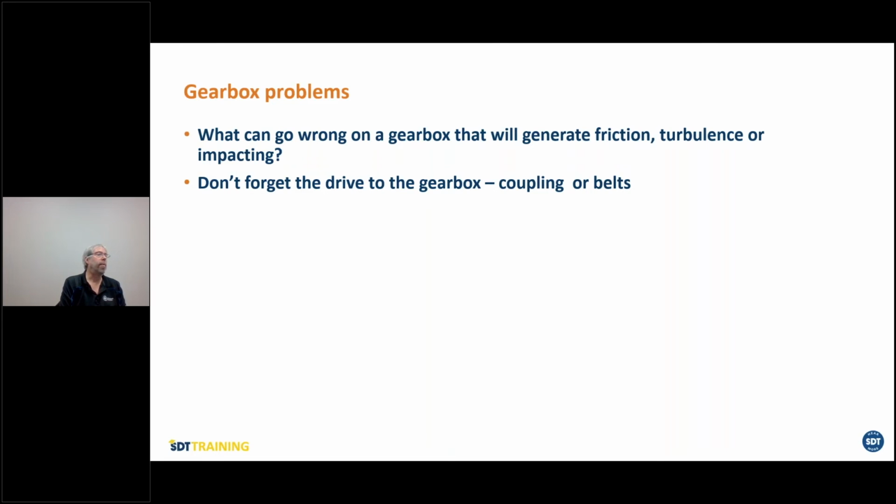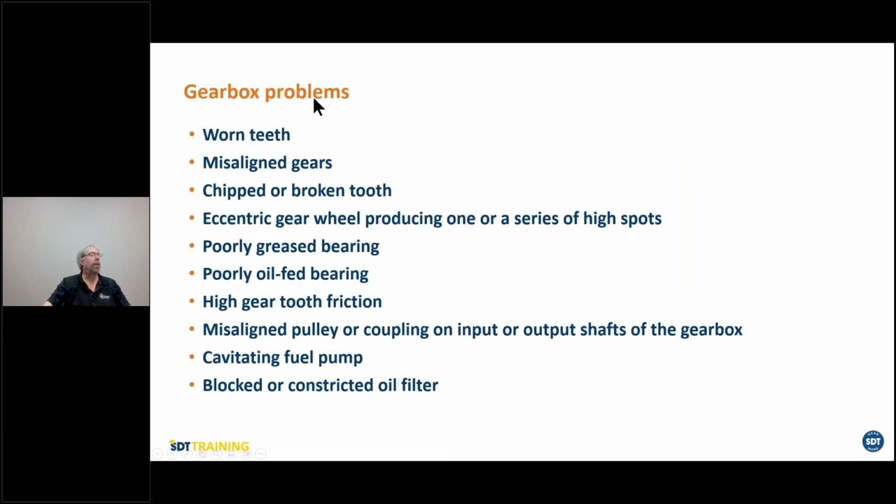What can go wrong on a gearbox that will generate friction, turbulence, or impact? Don't forget the drive of the gearbox, the coupling or belts. So all this stuff has consequences. Gearbox problems: you have worn teeth, misaligned gears, chipped or broken tooth, eccentric gear wheel producing one or a series of high spots, poorly greased bearings, poorly oil-fed bearings, higher gear tooth friction, misaligned pulley or coupling on input or output shafts of the gearbox, cavitating fuel pump, block or control airflow. So all kinds of stuff can happen to your poor gearbox. So you have to be able to monitor it properly so it doesn't fail.